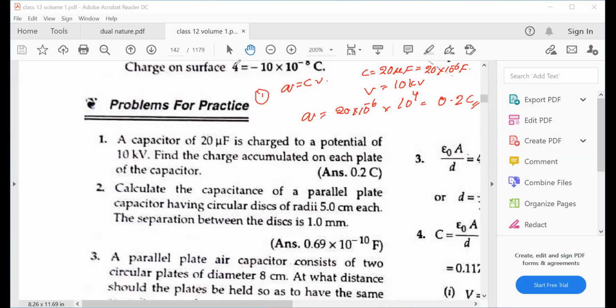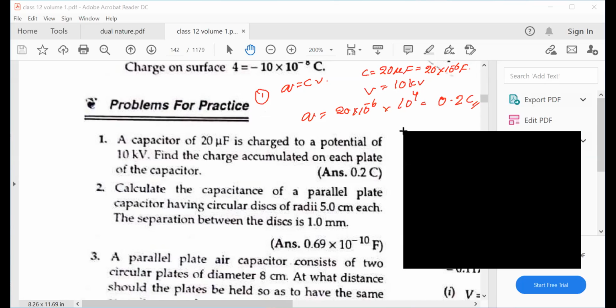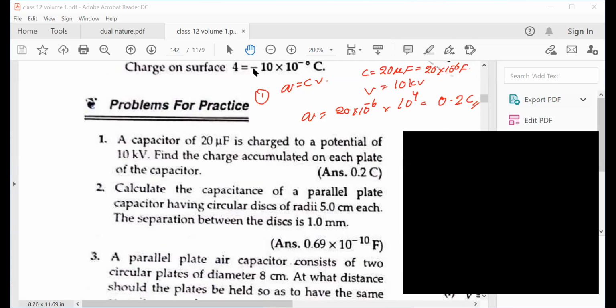Let's see the second one. Remember it is a parallel plate capacitor, and the formula is C is equal to epsilon naught A by d. We need to find the capacitance of a parallel plate capacitor having circular discs. Remember, even though it is parallel plates, these are circular discs. The radius is 5 centimeters, and the plate separation, the distance between the two plates, is 1 mm.